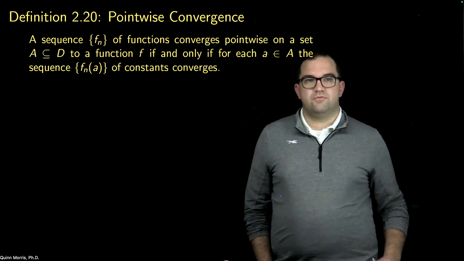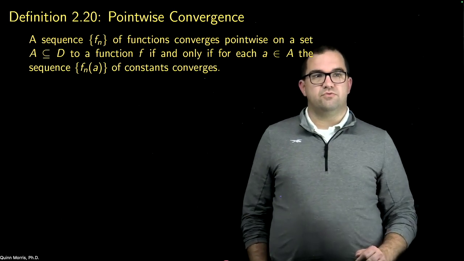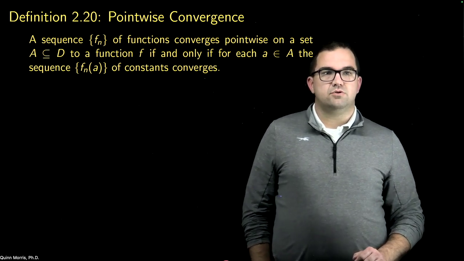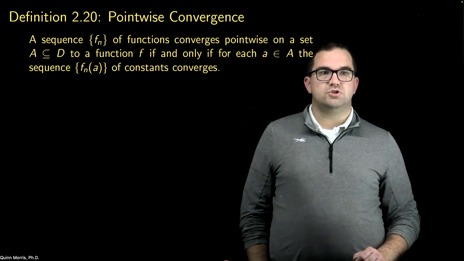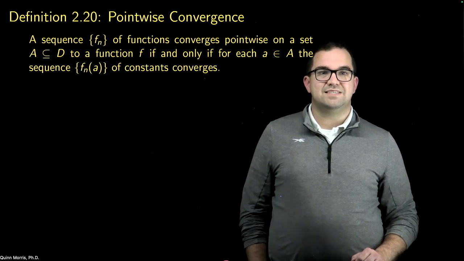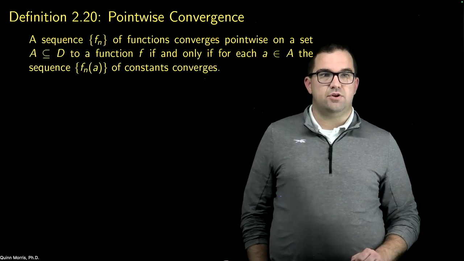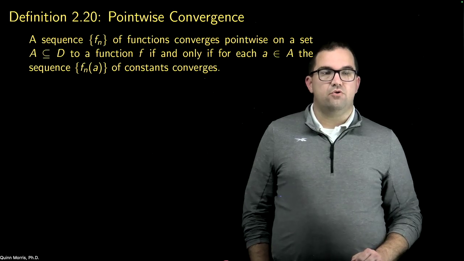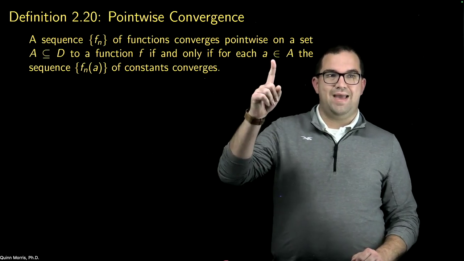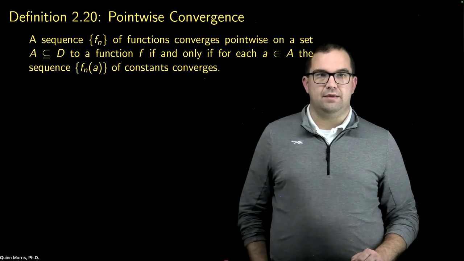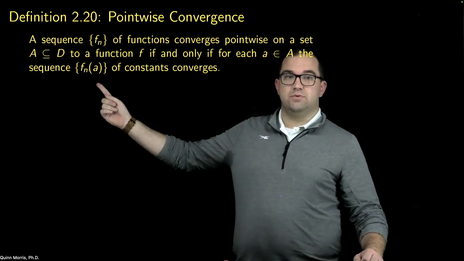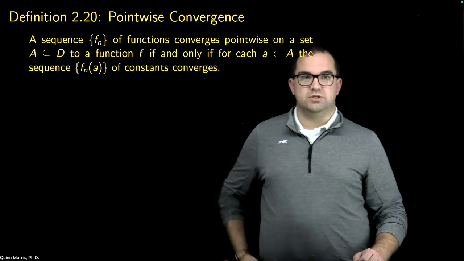So to begin, I want to first define pointwise convergence of a sequence of functions. We say a sequence of functions, f sub n, converges pointwise on a set A, which is a subset of the domain, to a function f, if and only if, for each fixed value a in the set capital A, the sequence f sub n of a, which is a sequence of constants, converges.